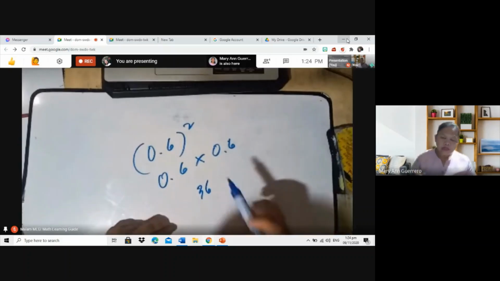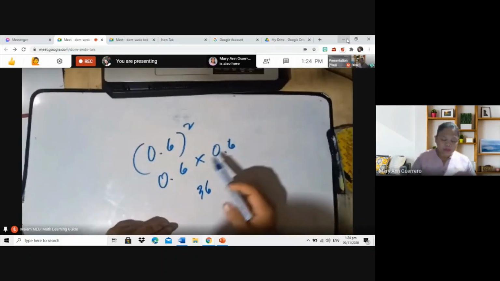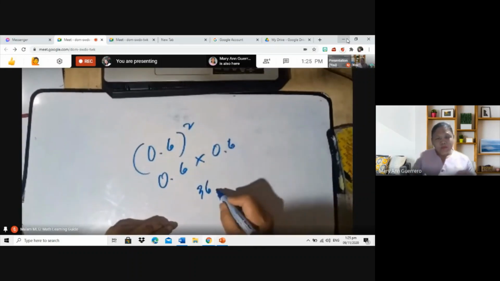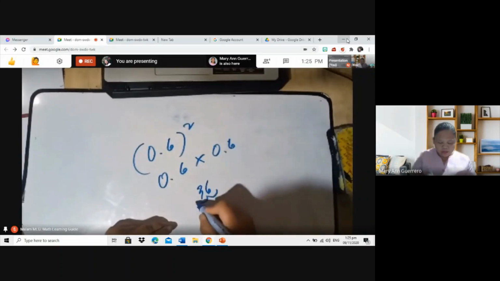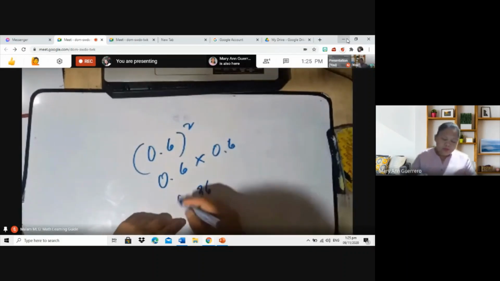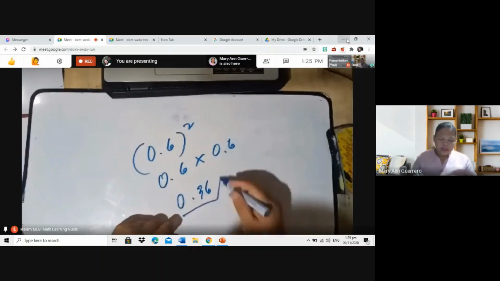Okay, so count the digits after the decimal point. 1, 1. So, 1, 2. Okay, total of 2 movements of the decimal point, from right to left. 1, 2. So, from here, the decimal point is now here. If it reaches the very front, you write 0. Okay, so the answer is 0.36.